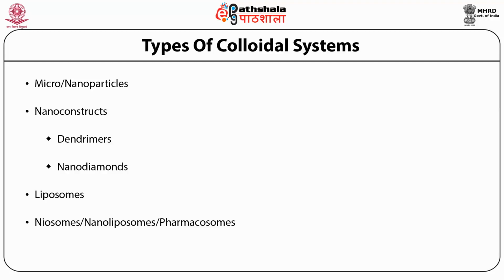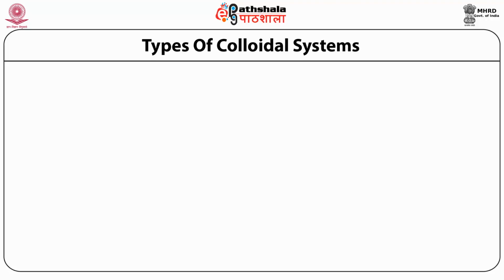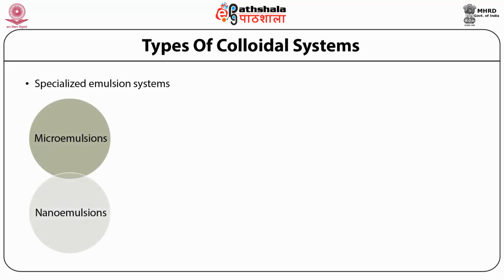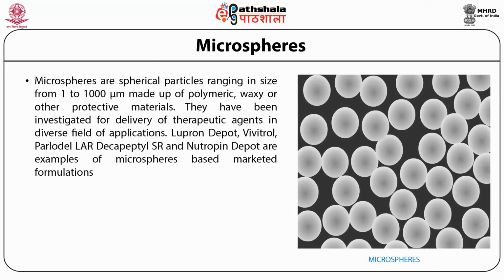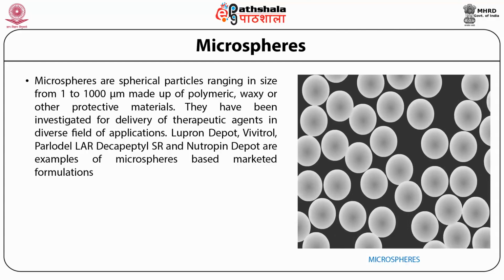Then another class is microparticles or nanoparticles. Then we have specialized emulsion systems, and nanoconstructs such as nanoemulsions, dendrimers and nanodiamonds. Then we have the liposome range, neosomes. Now, the first types of carriers are microspheres and pharmacosomes.